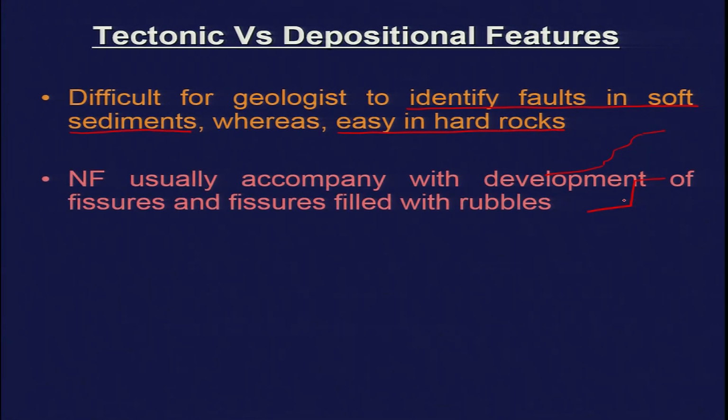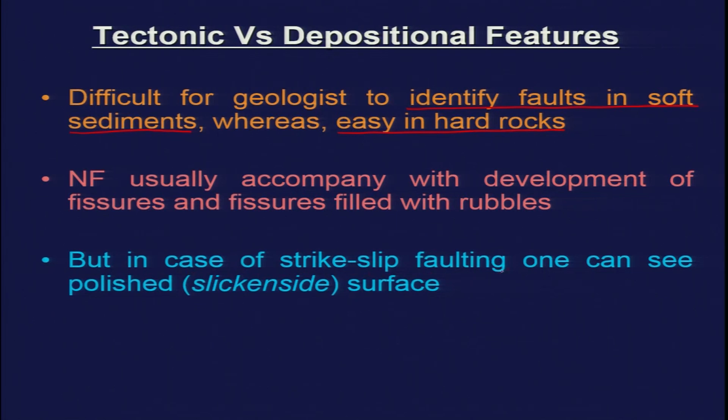Normal faults usually accompany the development of fissures, and fissures filled with rubble. So you will not see a single line observed at the time of an earthquake. In the case of strike-slip faulting, one can see polished slickensides. In normal faulting, as we saw in one of the slides in the previous lecture, we will have rupture along multiple planes. And of course you will have the displaced surfaces over here like this.